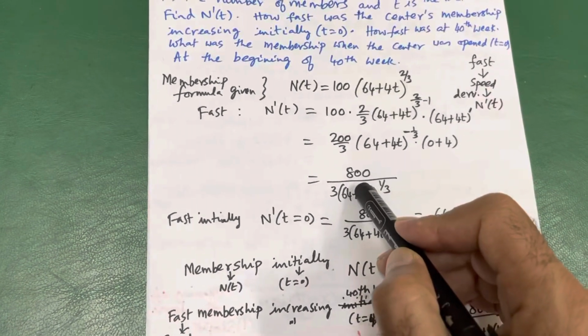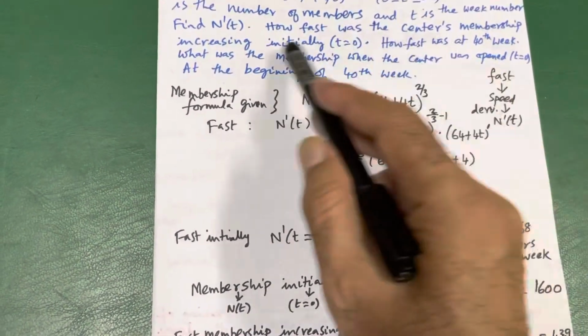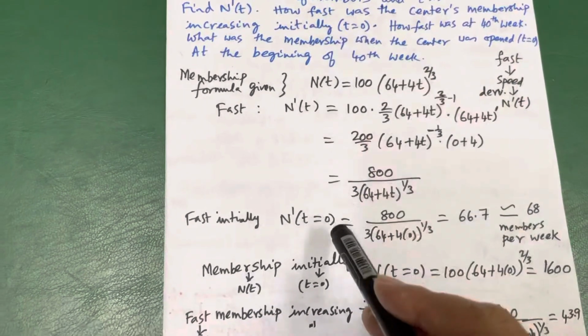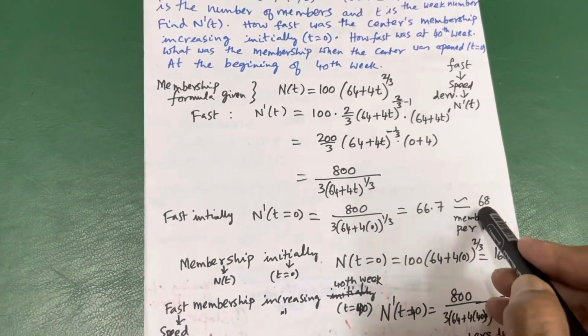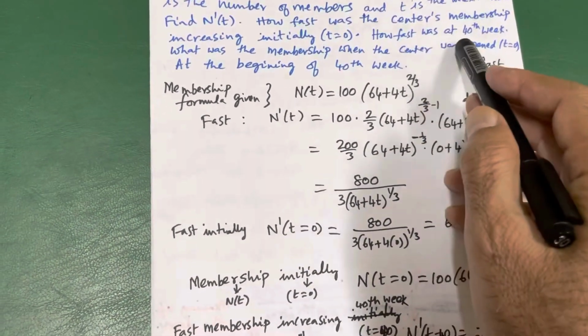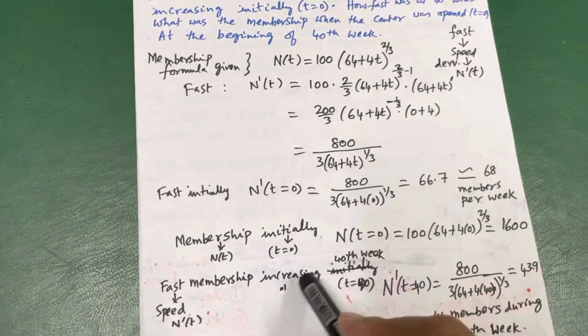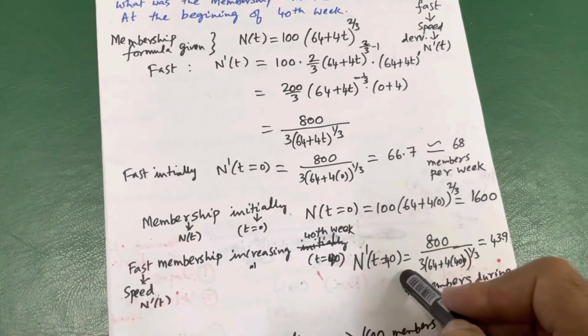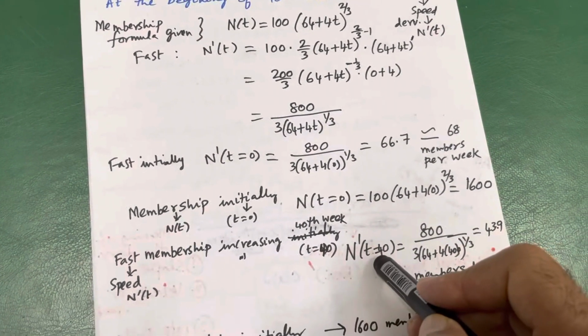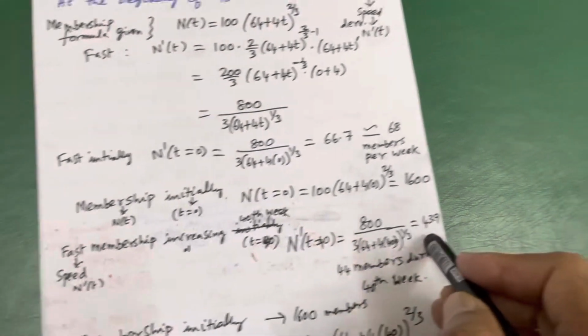After finding the derivative, how fast was the center membership increasing initially, t is equal to 0. Put t equal to 0, this is 66.7. How fast was it in the 40th week? 40th week means N dash t is equal to 40. N dash t is equal to 40. You just put it in, 43.9.